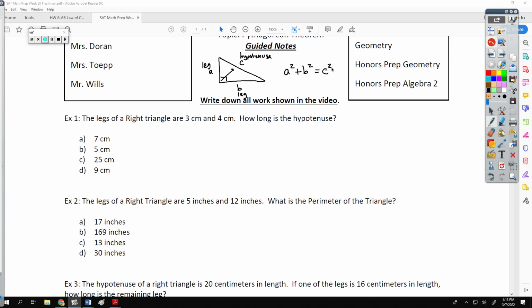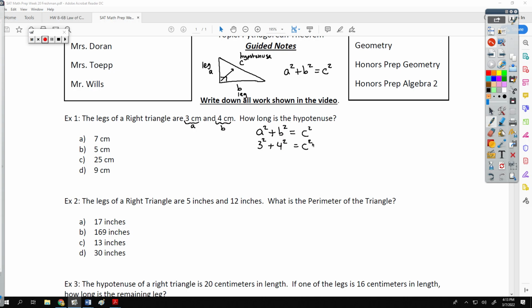So example 1 says the legs of a right triangle are 3 centimeters and 4 centimeters. How long is the hypotenuse? So that's telling us A is 3, B is 4, and it's asking what is C. So we're going to set up the Pythagorean theorem, A squared plus B squared equals C squared, and we're going to substitute the 3 and the 4 into that equation for A and B, the lengths of the legs. We are then going to solve that equation for C.